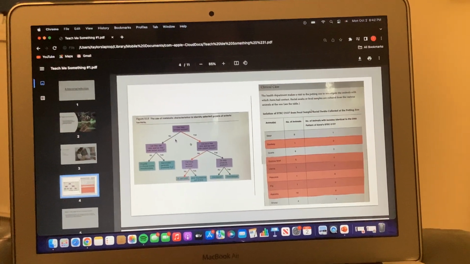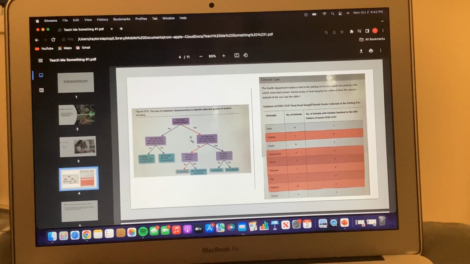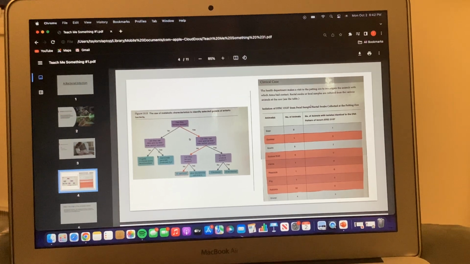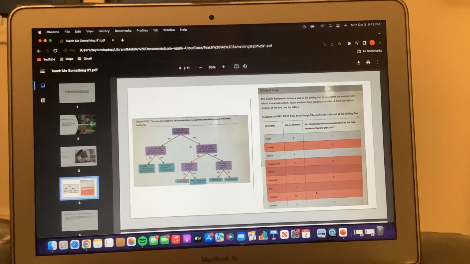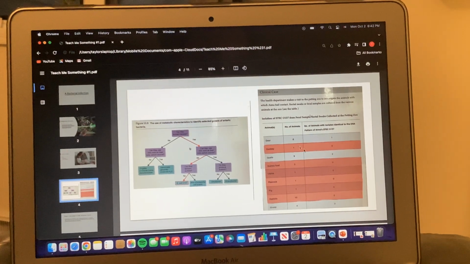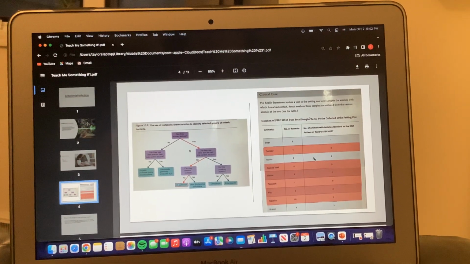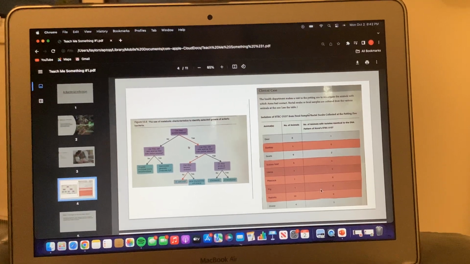These are just pictures that were taken from the textbook that show how the lab tested to find out what bacteria it was, which is E. coli, and then also to find out how she got it, from which animal at the petting zoo. There's a few options here that they tested for.